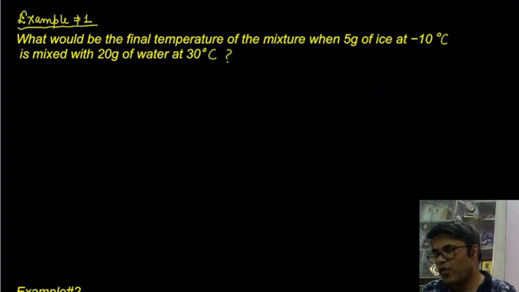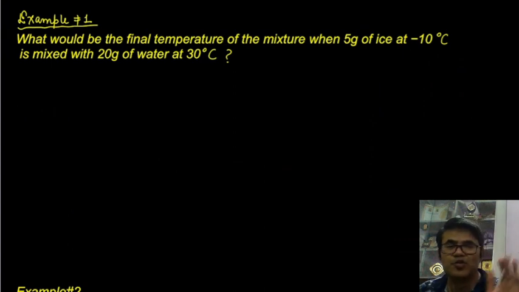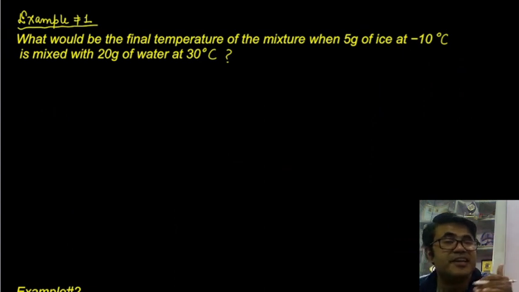So just look at what you are given: 5 grams of ice at minus 10, 20 grams of water at 30 degrees Celsius. So like I told you, first of all, do a mental calculation. How much heat can this water give till it comes to 0 degrees? Just do it mentally, no need to take it to that, just a mental calculation.